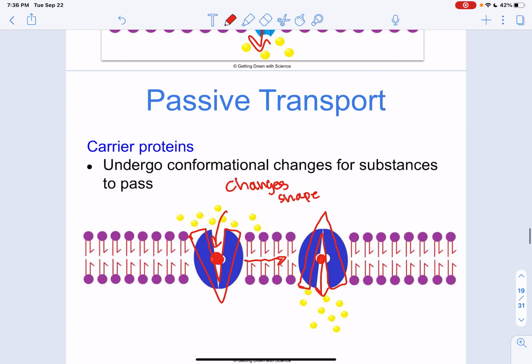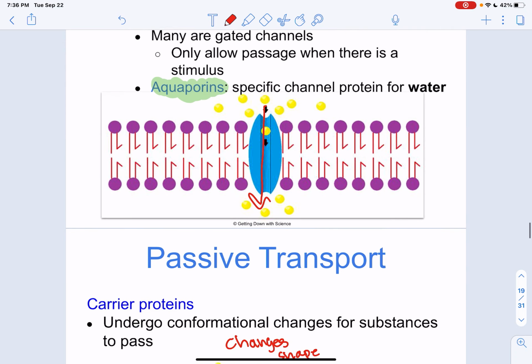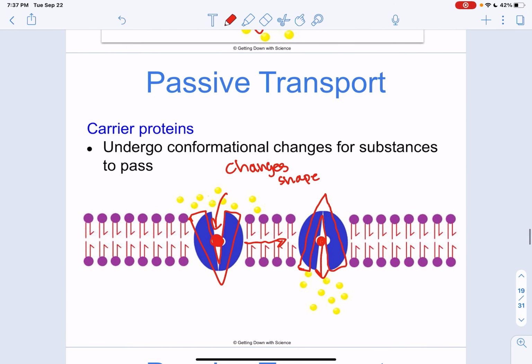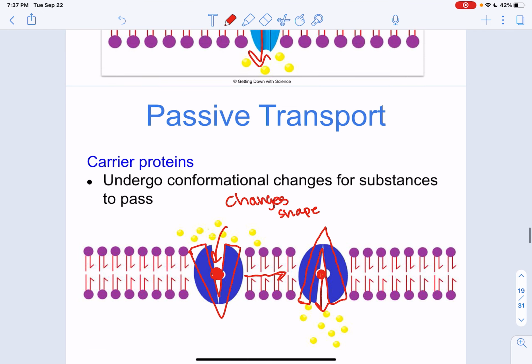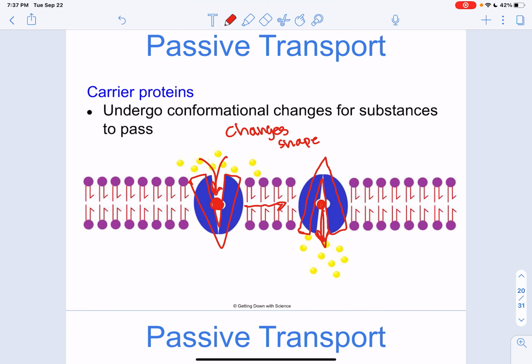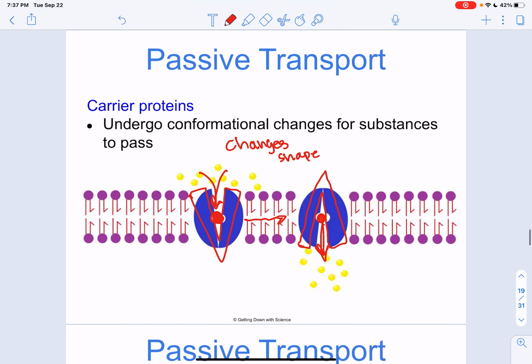Let's think about it. What's faster or slower, a channel protein or a carrier protein? Channel, because things just need to flow into it, whereas the carrier protein has to wait for a molecule to come into it. We have to wait for it to change shape and then wait for it to release that molecule back into the inside of the cell or the outside.